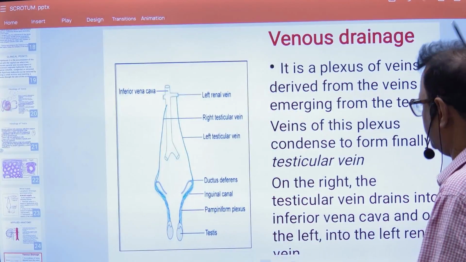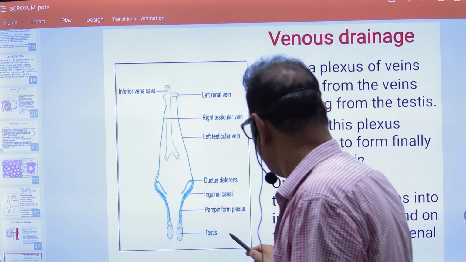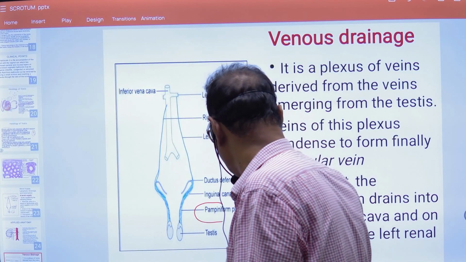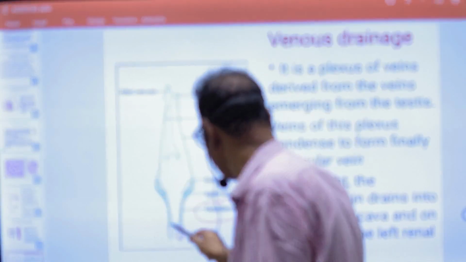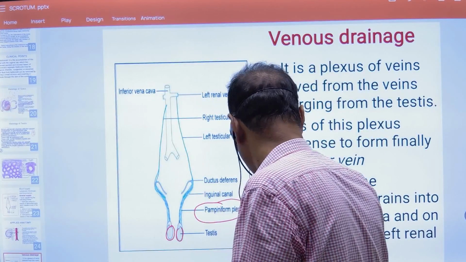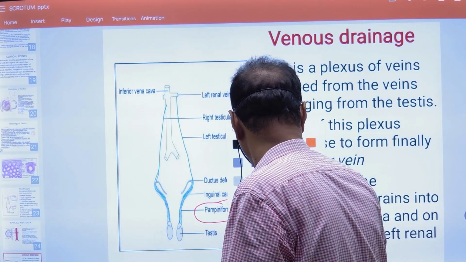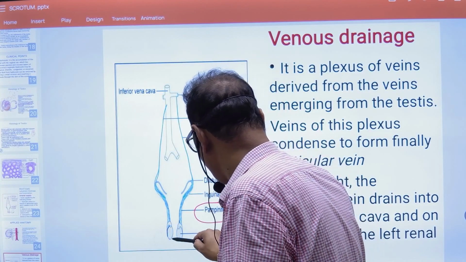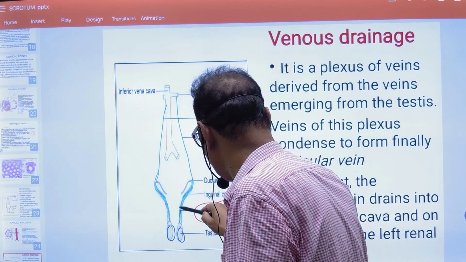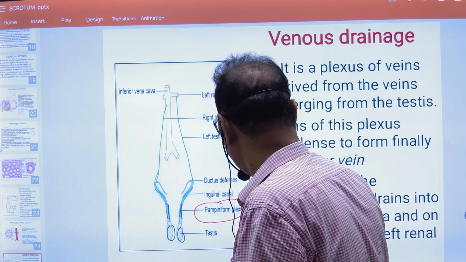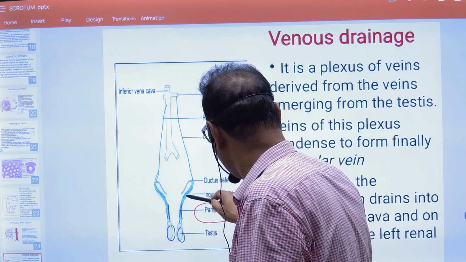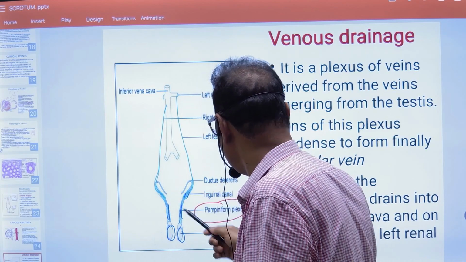Now coming to the veins. The veins actually form the pampiniform plexus over here. There will be a lot of veins here. This will form the pampiniform plexus over here. And this pampiniform plexus will enter into the same pathway.